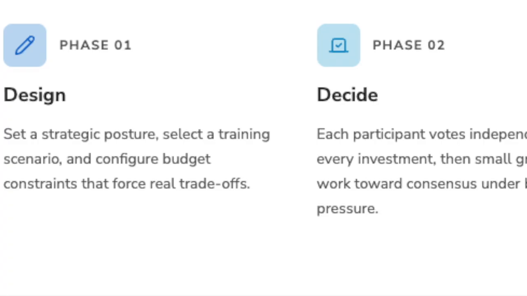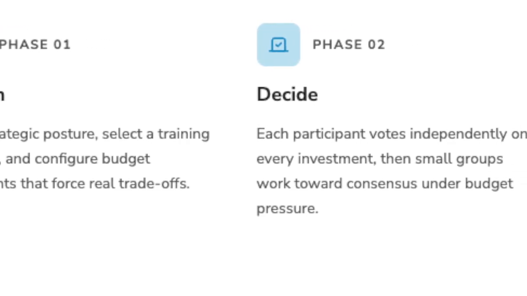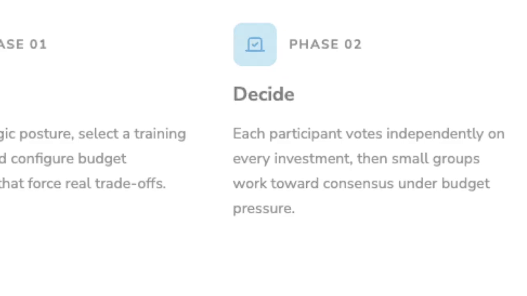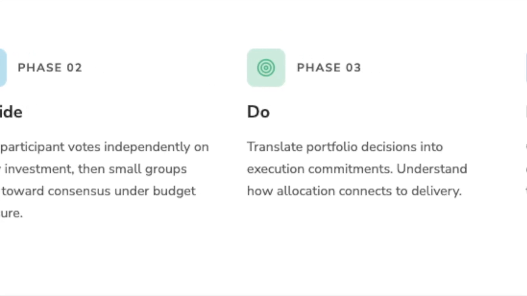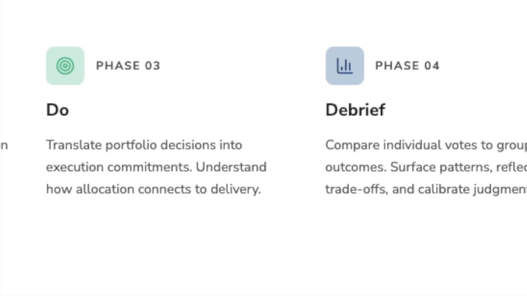Phase 2, Decide, is what the Training Edition delivers. We'll look more closely at this phase in a moment. Phase 3 and 4 happen after the investment decisions are made and are outside the scope of this demo.